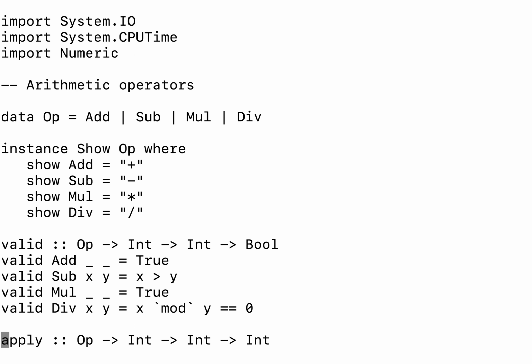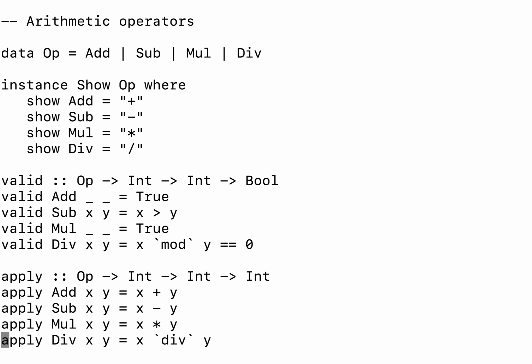But then when we move a bit down, things start to look a bit different. What we're doing here is defining a bunch of stuff to do with arithmetic operators. First of all, we're defining a data type for the 4 arithmetic operators. So here's the Haskell syntax for declaring a new data type. We're saying that an operator here can either be an addition, a subtraction, a multiplication, or a division. Very straightforward. Then I'm defining a bunch of utility functions on the operators.